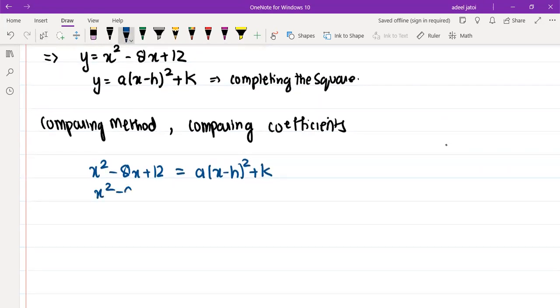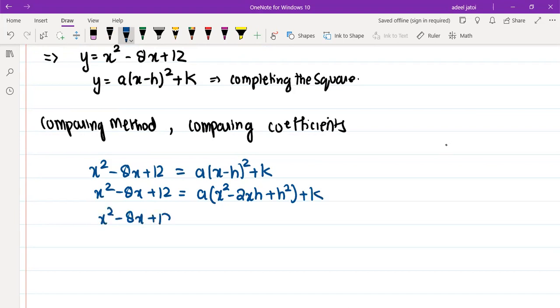If we open your a(x minus h) whole square plus k, this will open as a(x square minus 2xh plus h square) plus k. x square minus 8x plus 12 can be written as ax square minus 2axh plus ah square plus k.